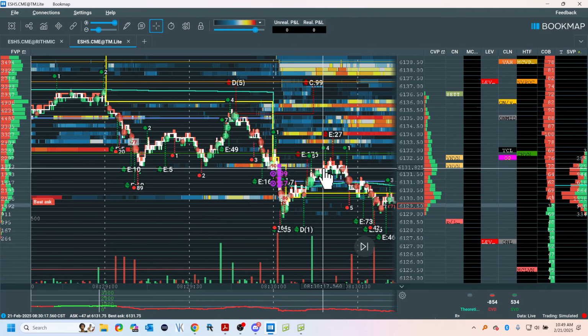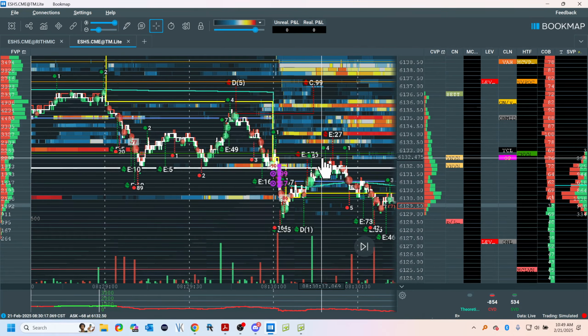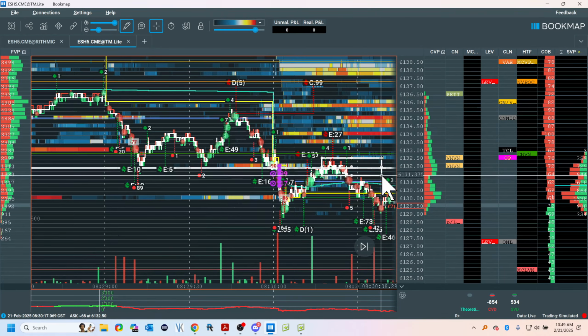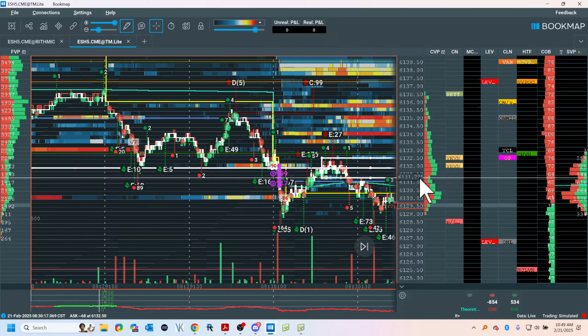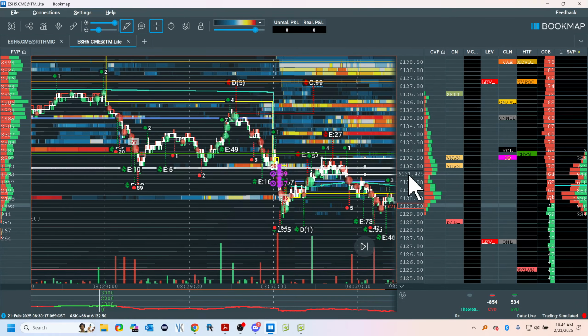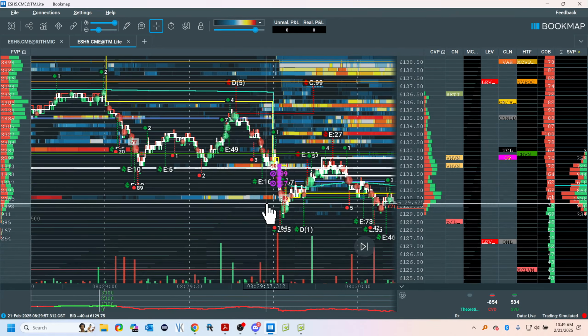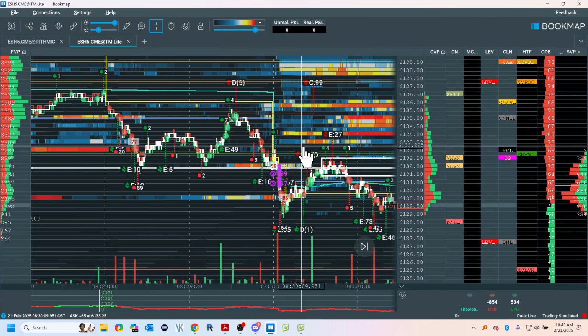The high volume in this structure is right here. I'm going to put a little line on it, and I'm going to draw a little box around it so you can see how this might work. And I only do this to help you guys see the structure in the auction. It just makes it easier. Let's talk about what this actually is.